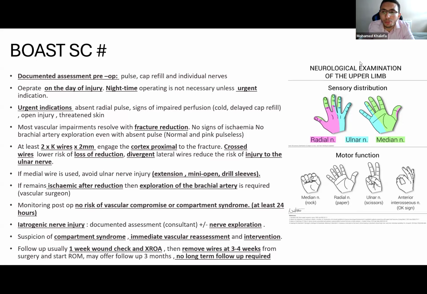So remember the areas of the skin as well. And then if it is a displaced supracondylar fracture, you have to operate. We'll come to supracondylar later.